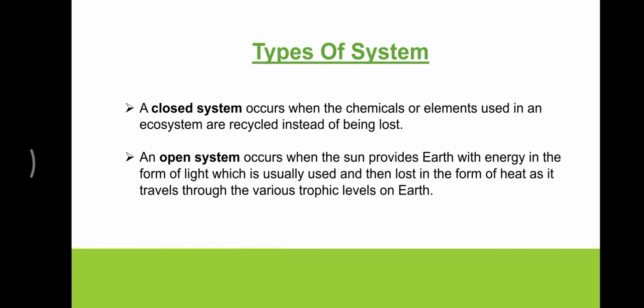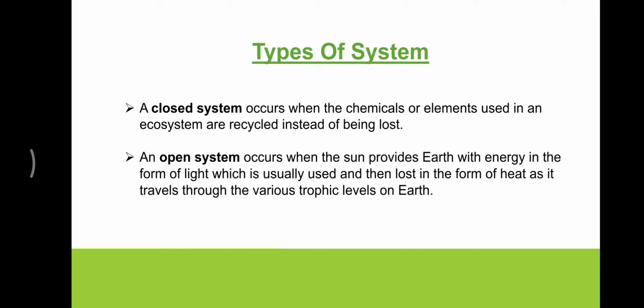Now we have types of systems. We have two types of systems, closed system and open system. A closed system occurs when the chemicals or elements used in an ecosystem are recycled instead of being lost.